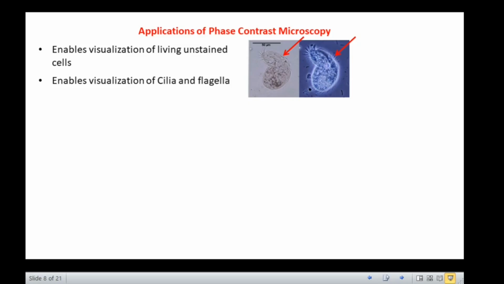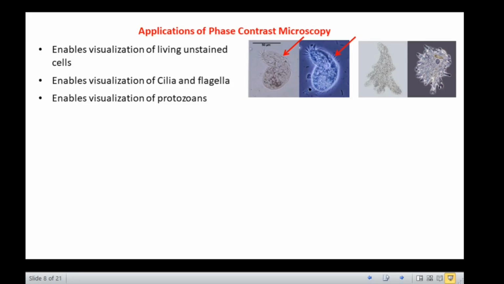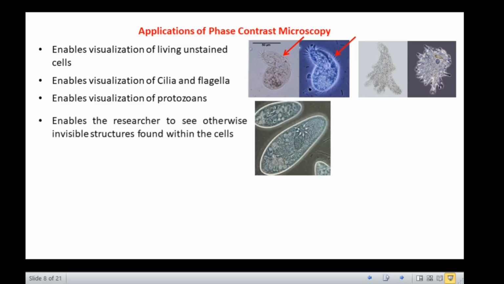Phase contrast microscopy enables visualization of protozoans. Amoeba look like vague outlines in bright field but show a great deal of detail in phase. Most living microscopic organisms are much more obvious in phase contrast microscopy. Phase contrast microscopy enables the researcher to see otherwise invisible structures like nucleus found within the cells.